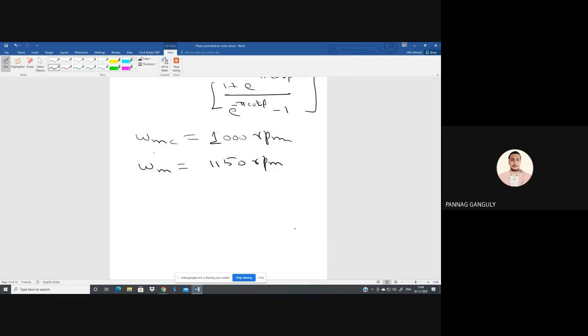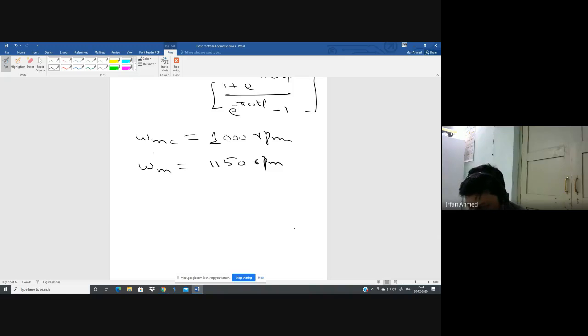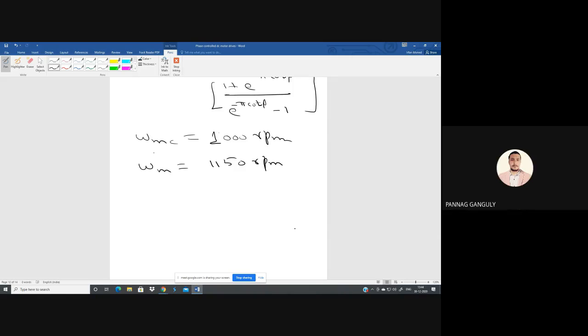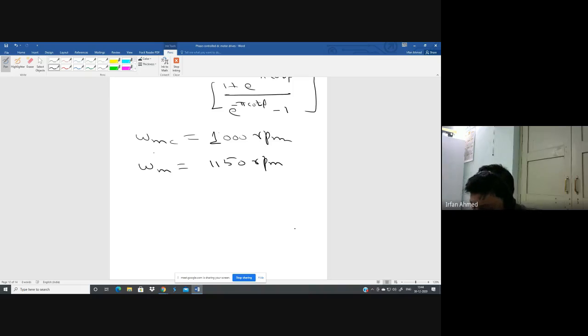Omega is proportional to back EMF. If omega increases, back EMF will also increase and the current will decrease. Correct, that is the right answer. Back EMF is proportional to the speed. So if your speed becomes greater than the critical speed, your back EMF becomes greater than the critical back EMF, so that your armature current will be less than the critical armature current, and hence your drive will operate in discontinuous conduction mode. Okay, clear to everyone?